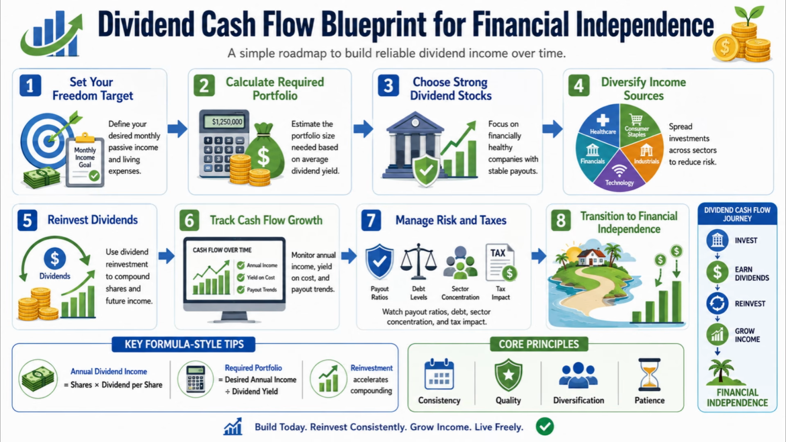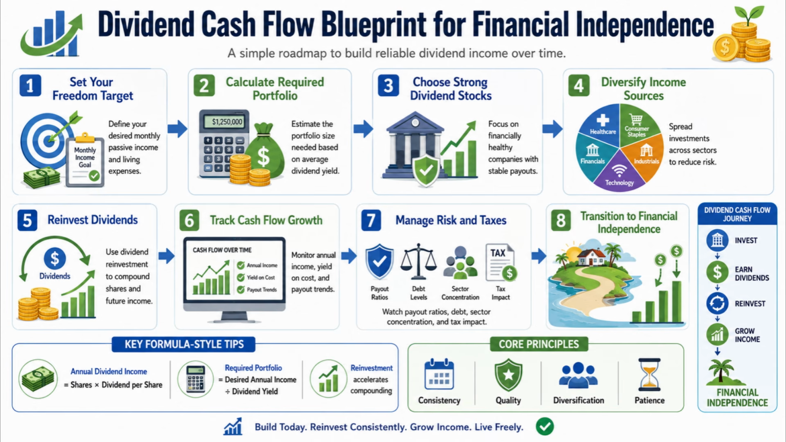After calculating the required portfolio, focus on selecting financially strong dividend-paying companies. Look for businesses with stable earnings, consistent cash flow, manageable debt, and a history of maintaining or increasing dividend payments. A very high dividend yield may sometimes signal financial weakness, so investors should evaluate the company's overall financial condition instead of choosing stocks based only on yield.